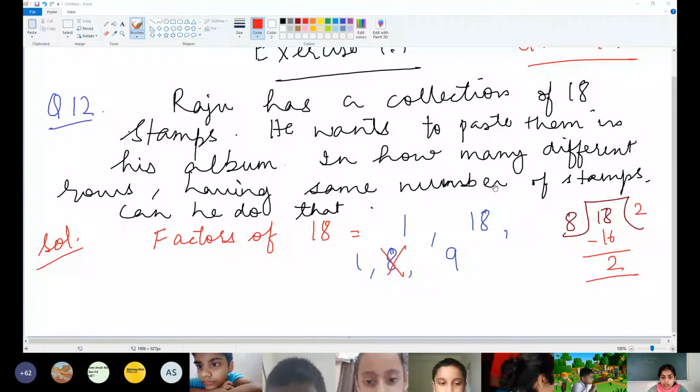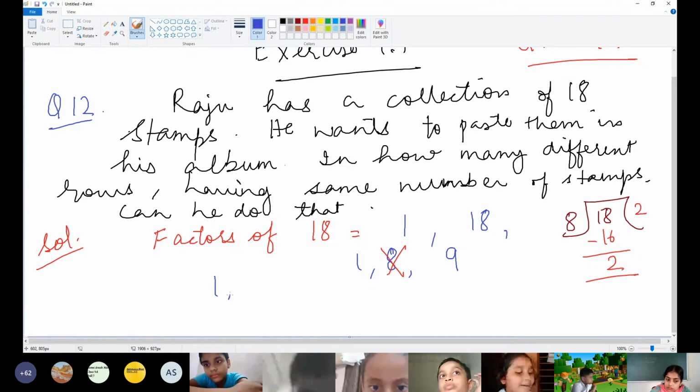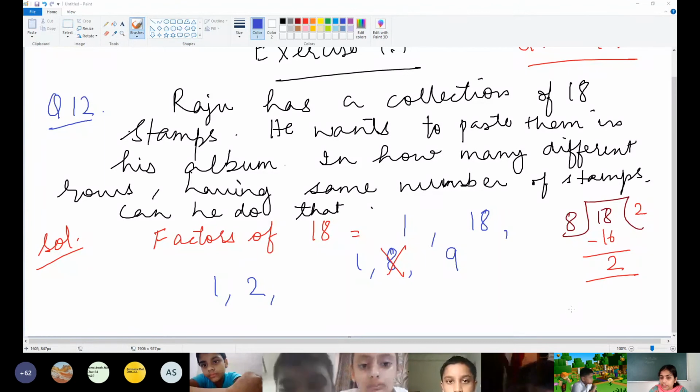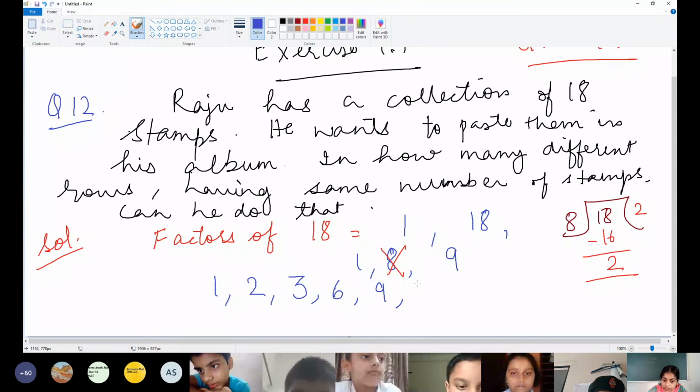Ansh, now attend class attentively. Be attentive. So children, 8 is not a factor of 18. Then 1, and 2 is also an exact divisor, 9 times comes in the table of 2 to make 18. Then 3 is also an exact divisor, 3 sixes are 18. Then 6, then 9, and then 18.